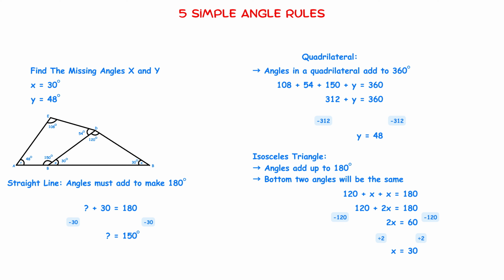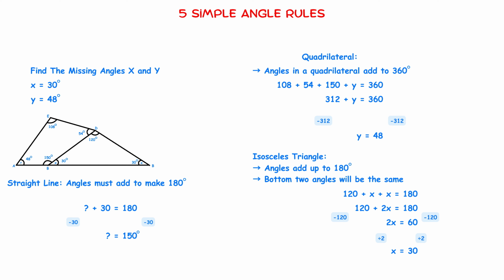So here we could start with the isosceles triangle and say that 120 plus x plus x equals 180, which we can then simplify to 120 plus 2x equals 180, then 2x equals 60, and finally x equals 30. So we know that both of these angles are 30 degrees.